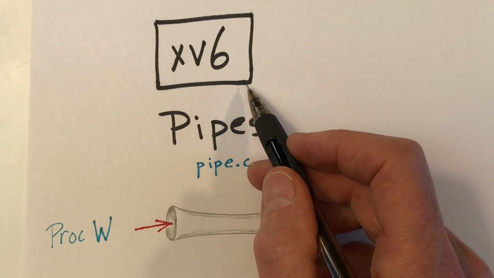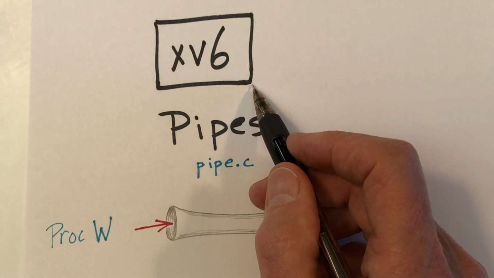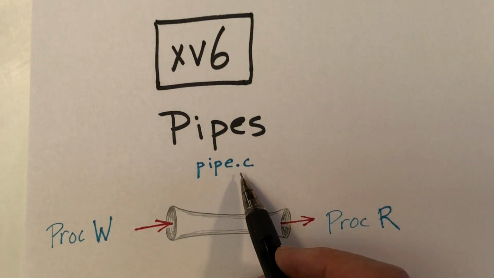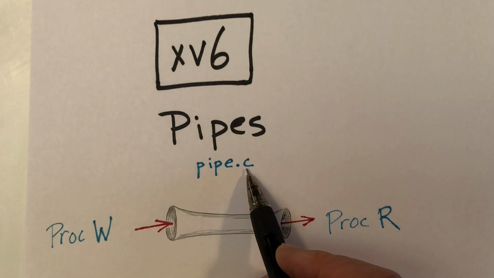Welcome to another video in a series on the xv6 operating system kernel. In this video, I'll be talking about pipes, and I'll do a code walkthrough of the file pipe.c.